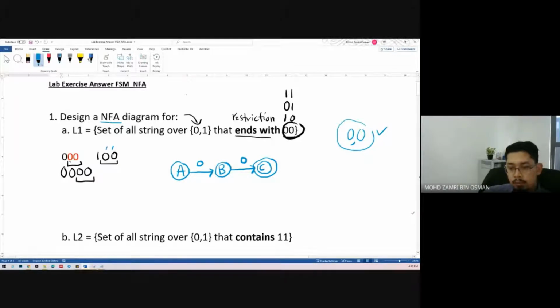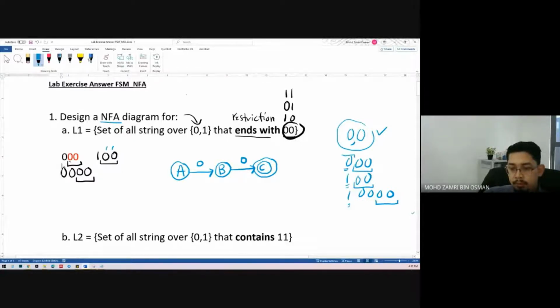But what about if we have something like 0, 0, 0? How can we accept the pattern of this question? What about something like 1, 0, 0, or 1, 0, 0, 0, 0? This string is accepted, this one also, and this one is also accepted, because the first symbol of one string is 0, but in this one the first symbol is 1.